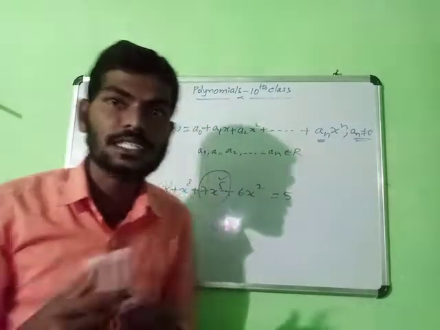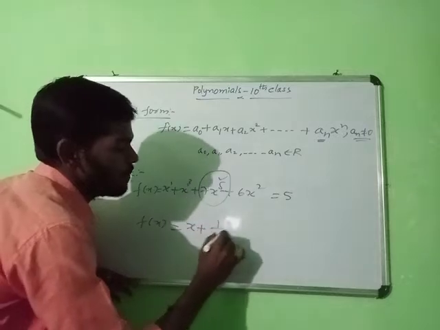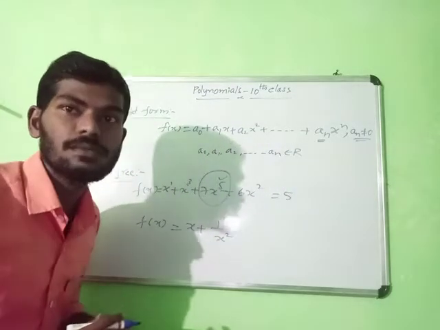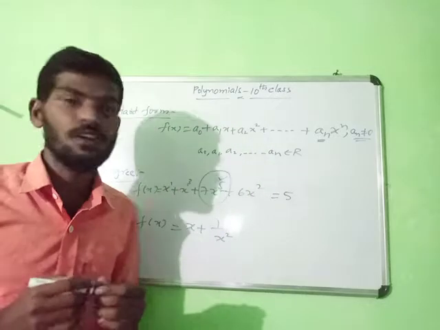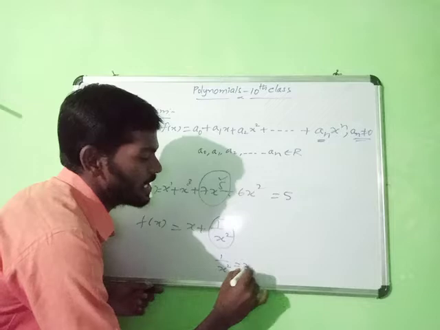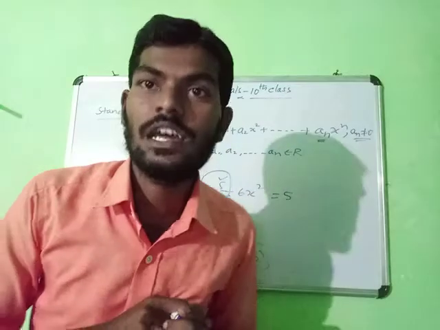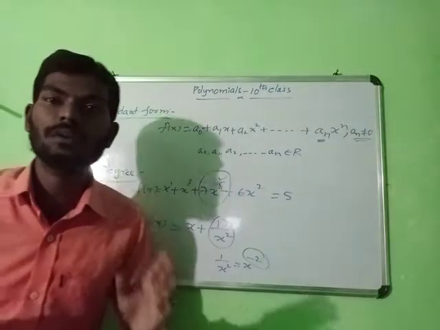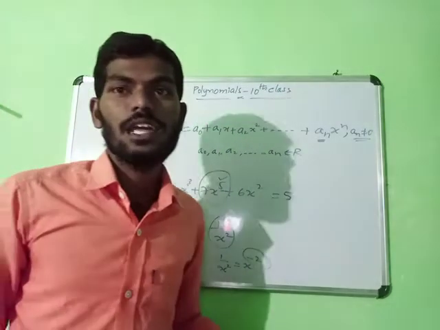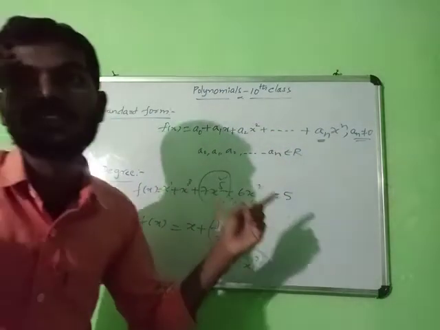For example, take f of x equals x plus 1 by x square. What is the degree of this polynomial? This is not a polynomial, because 1 by x square is there. Write 1 by x square as x to the power minus 2. So a negative power is there. A polynomial has only positive powers, so this is not a polynomial, and the degree is also not defined.